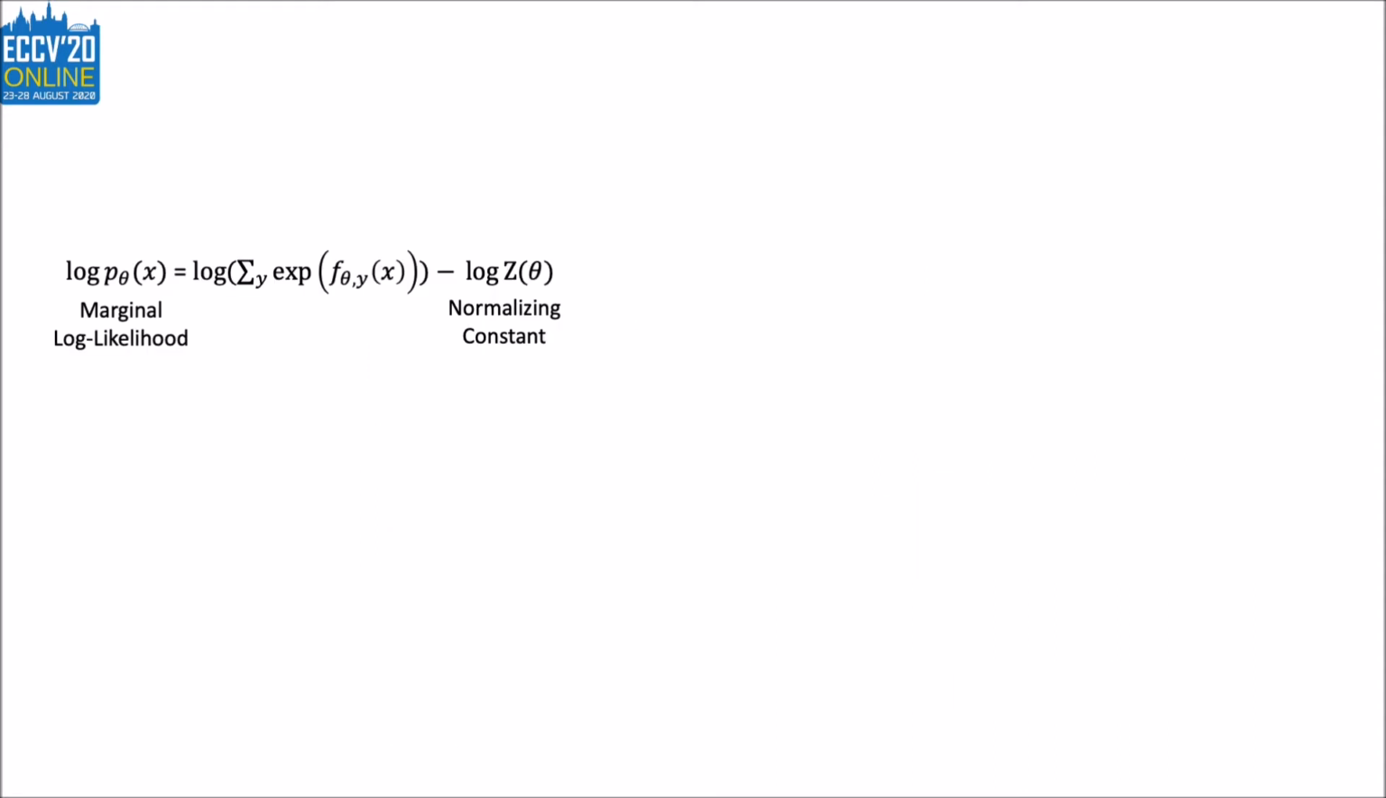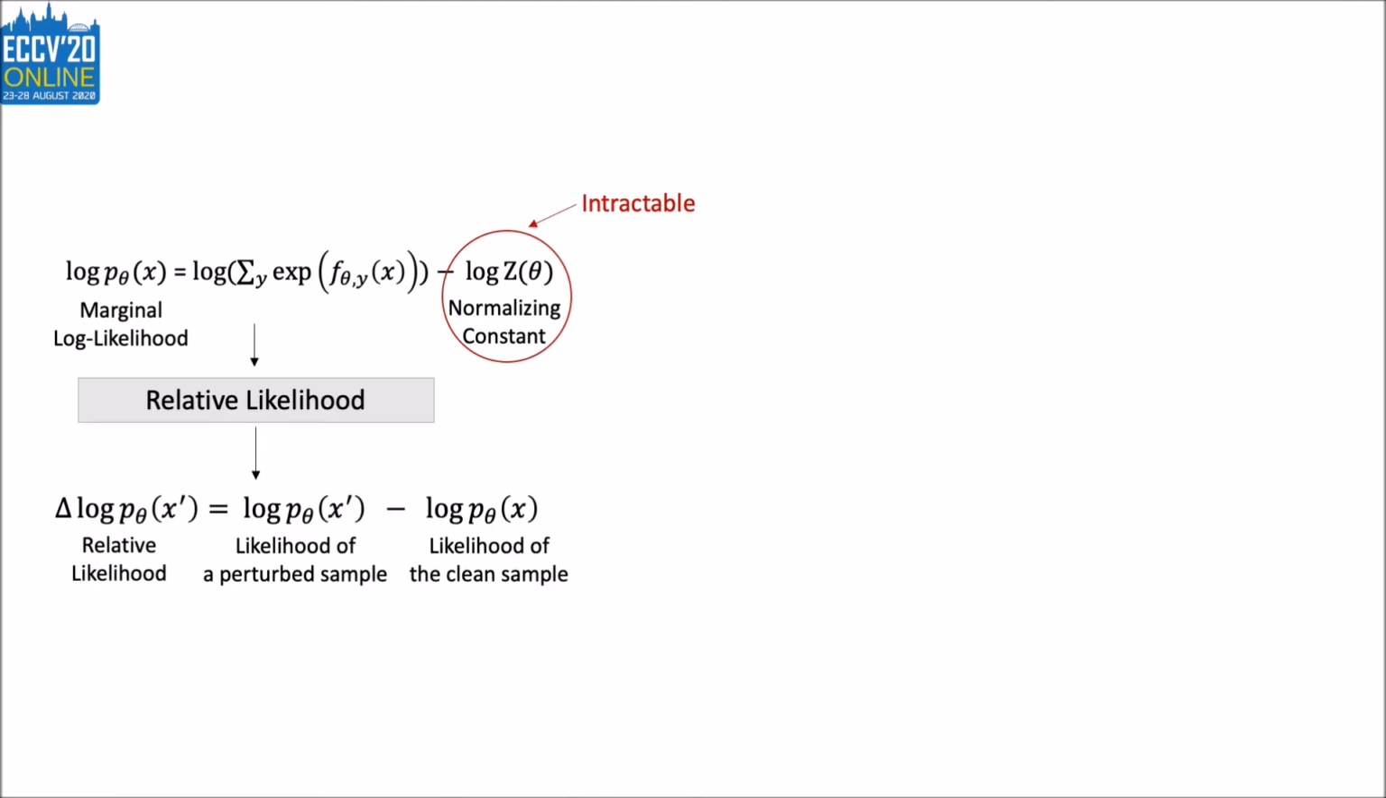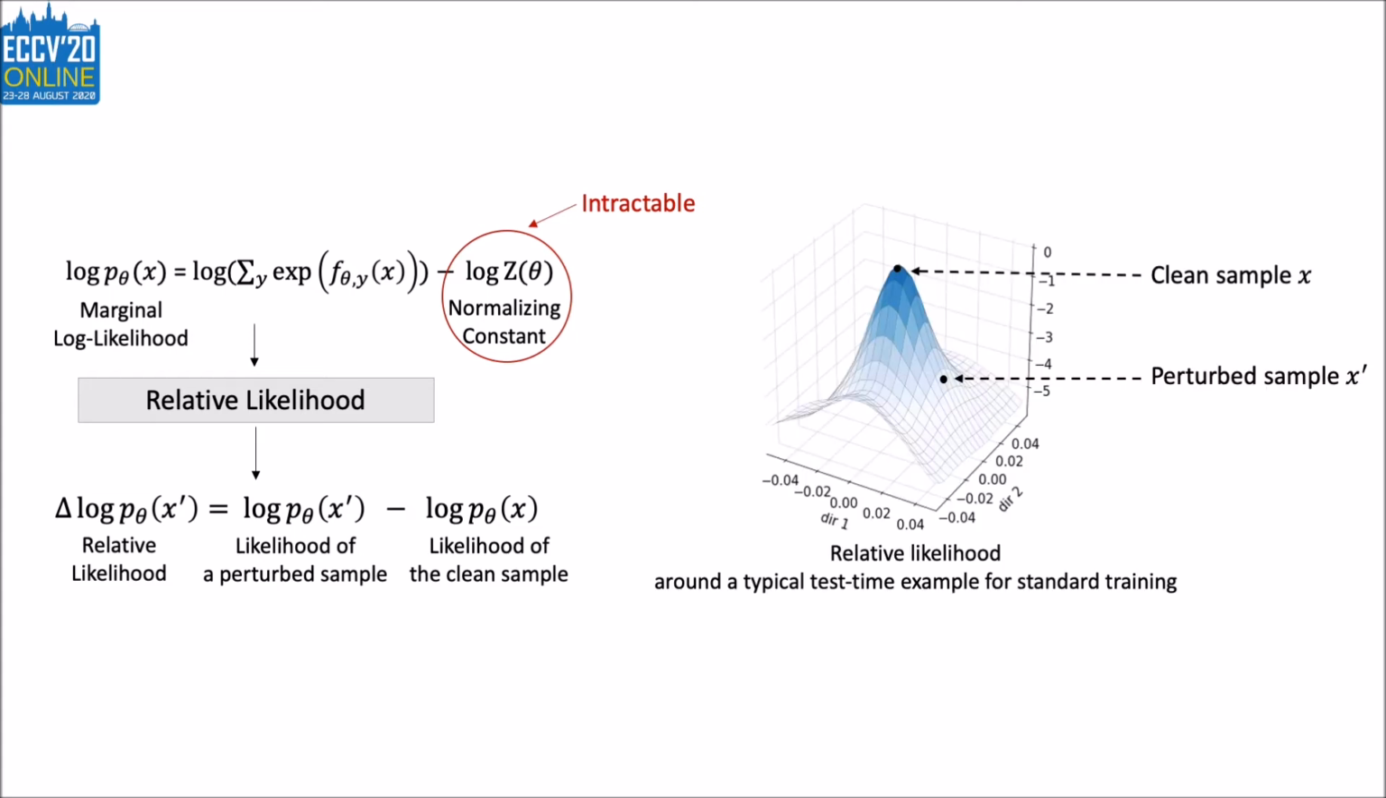Note that the normalizing constant Z of theta involves integrating over the space of all images and in practice is intractable to compute. Thus, we focus on relative likelihoods instead, where we can cancel out the log Z of theta term. Specifically, given a perturbed sample x prime and a clean sample x, we define the relative likelihood of x prime with respect to x as the difference between the two likelihoods.